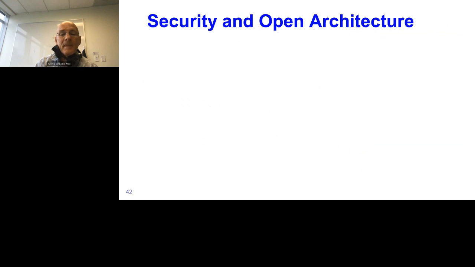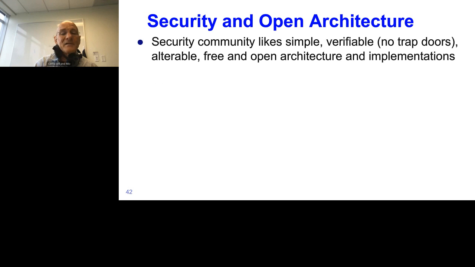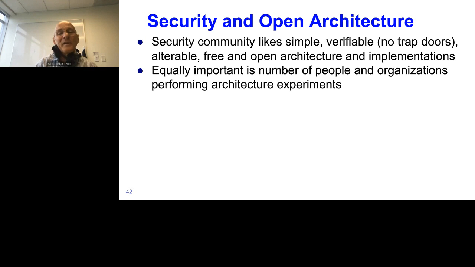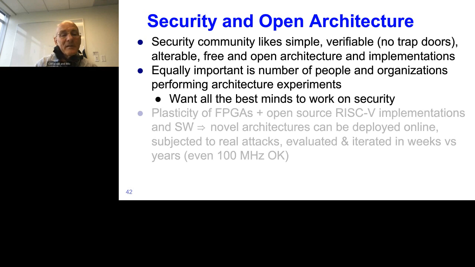All right. So I think the security community really likes open architectures. They like RISC-V because it's pretty simple, and it has an open architecture and open implementations. This is all what they like. Security through obscurity is not popular there. And because it's open, everybody can work on it. And security is so hard, we want all the best minds working on it.